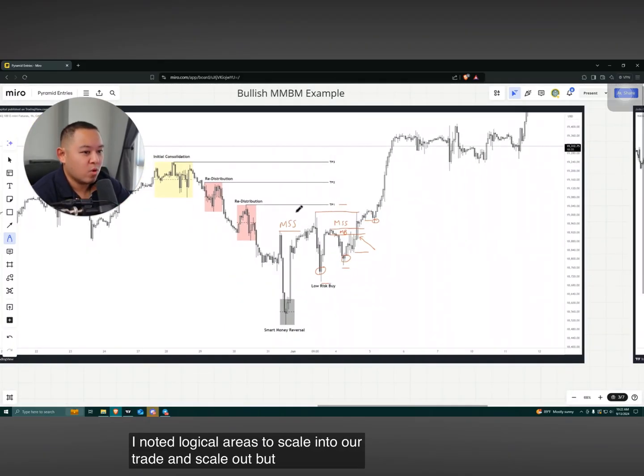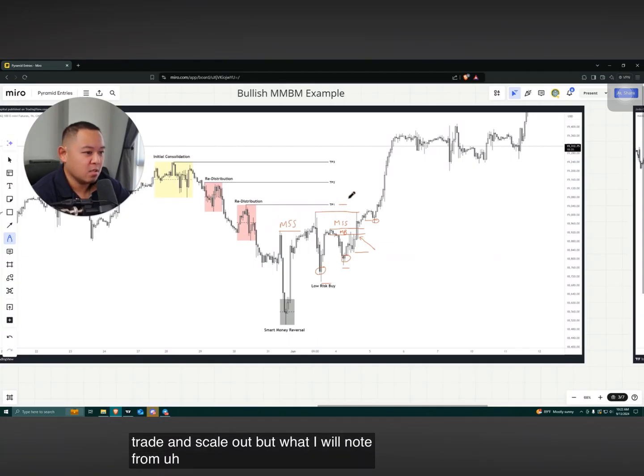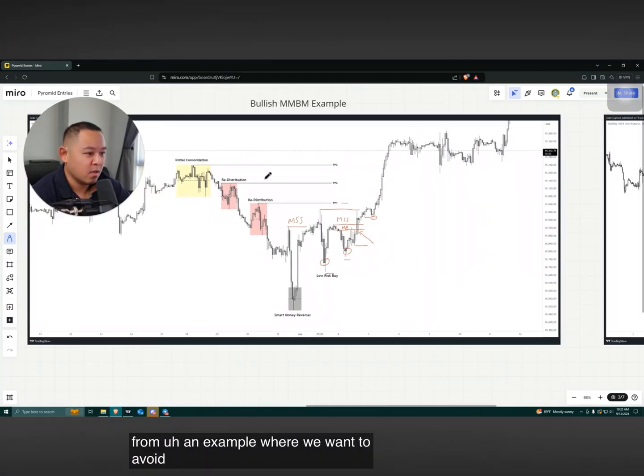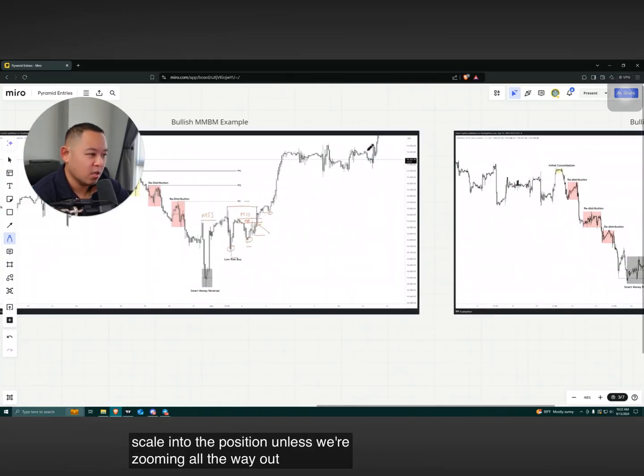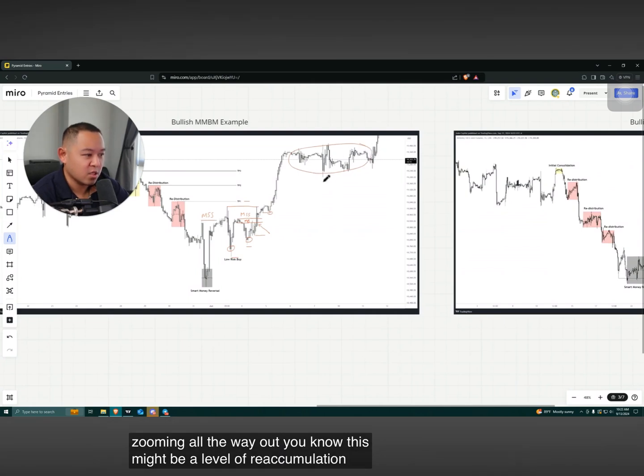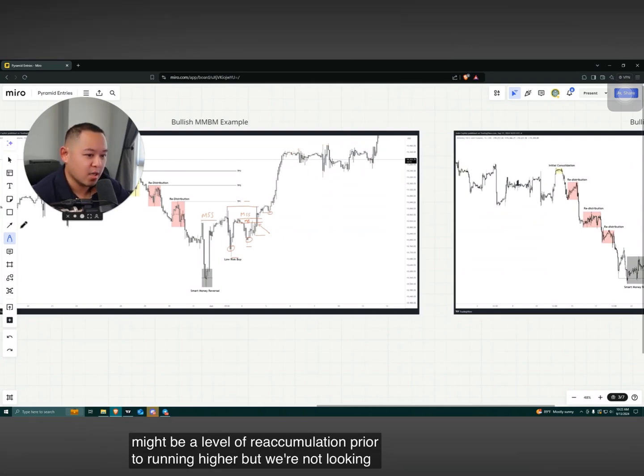But what I will note from an example where we want to avoid is when we're getting close to this initial consolidation. So when we're already up here and we've already missed all of this leg down where we missed the smart money reversal, and we're already at TP2, let's say, on the curve, we're already way too far extended for us to be able to scale into the position. Unless we're zooming all the way out, this might be a level of reaccumulation prior to running higher, but we're not looking at that currently.